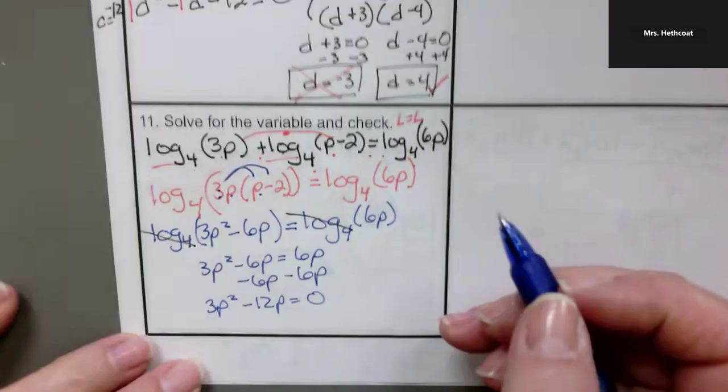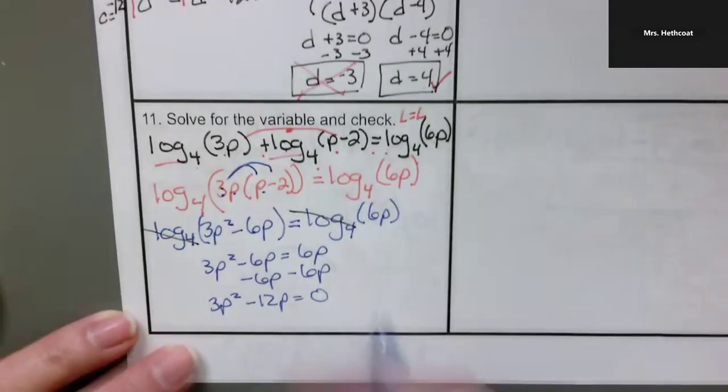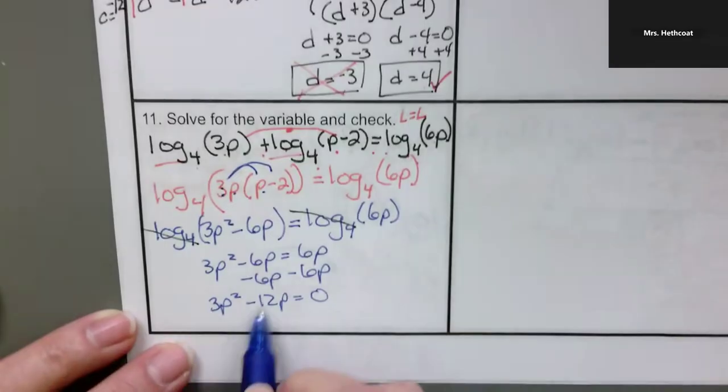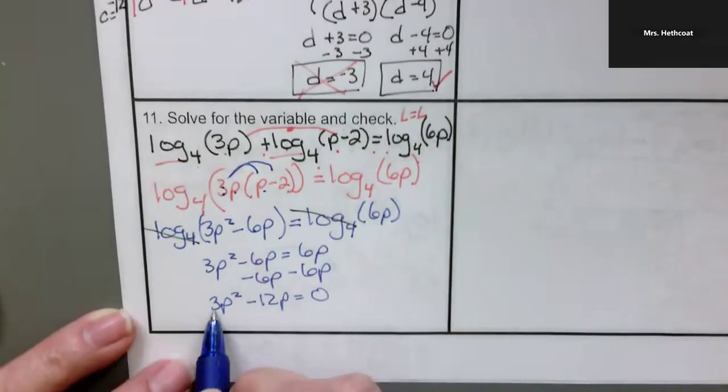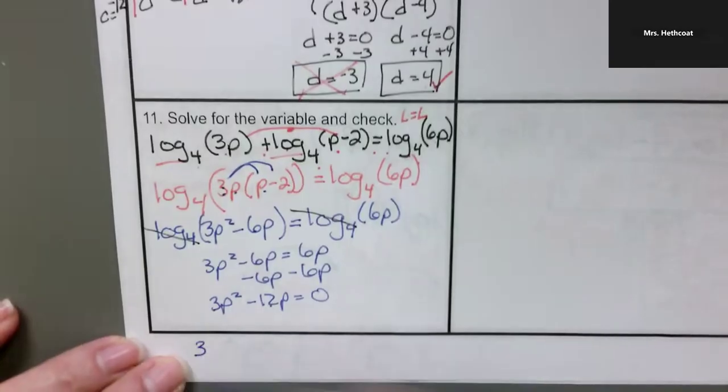So we're going to ask, hey, can we take something out, right? First, we look at the numbers. Is there a greatest common factor between 3 and negative 12? There is. We can take out a 3. Then we look at the variables. Can we take something out between p squared and p? We can take out a p.